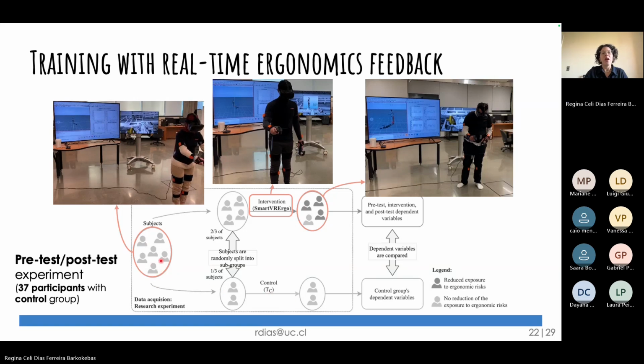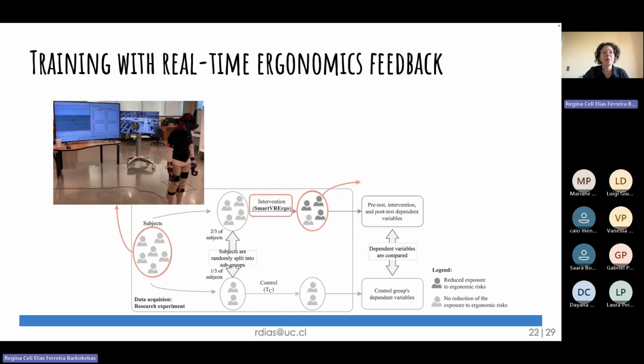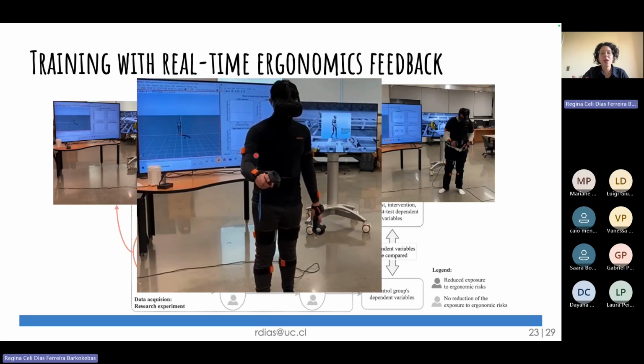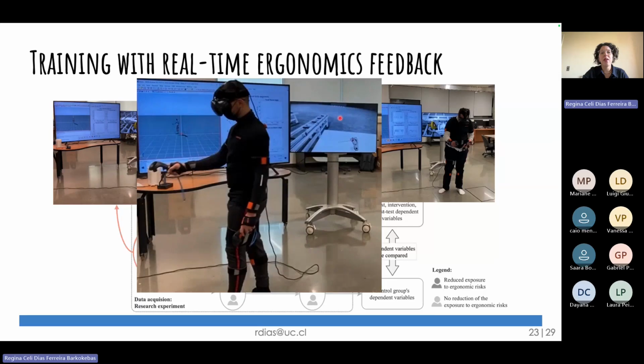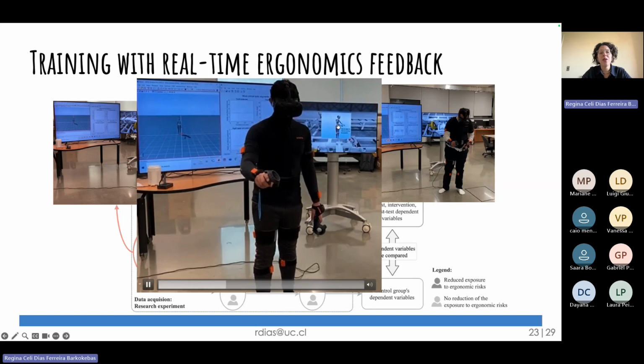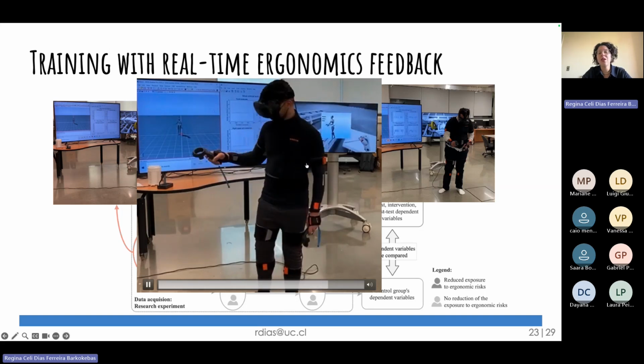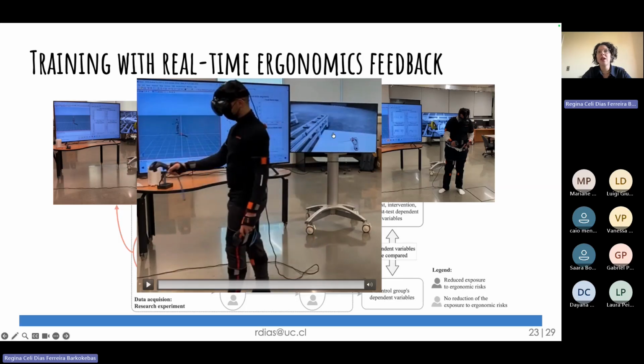And the participants in the intervention group received the operational training, the one with the colors, the first time. And in the second time, they would hear this beep every time they were exposed to a higher risk. I will put it back just to show again. And this ergonomic recommendation is related to the position that he is in right now. So it's not a standard.